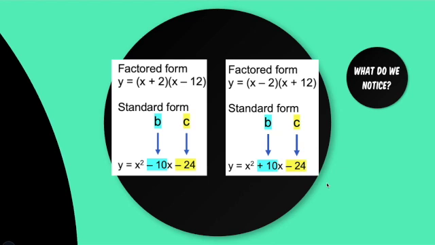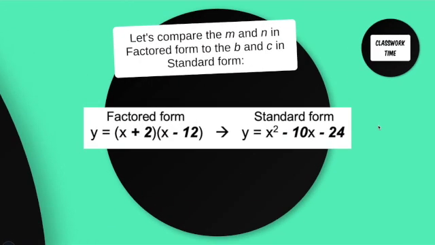You're going to pay close attention to what happens with the M and N and the B and C. Let's compare the M and N to the B and C from our mini lesson example. Our M was plus 2, our N was negative 12. When you add positive 2 and negative 12, you get negative 10, which is our B. And when you multiply positive 2 and negative 12, you get negative 24, which is our C. This is what you will be doing in today's classwork, and you will be noticing the same thing.